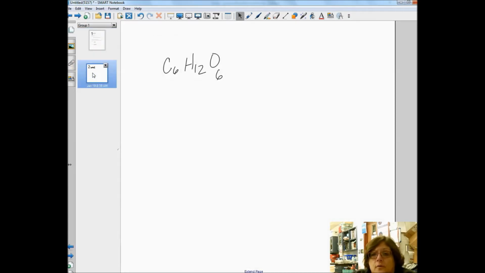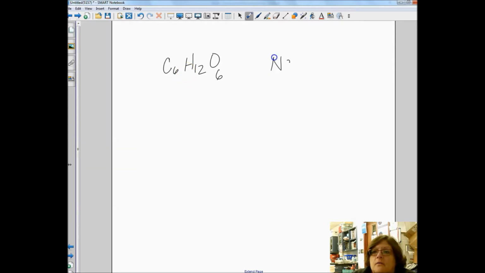Start with a molecular formula. The molecular formula for glucose is probably something you learned in biology and you've seen me use it. C6H12O6. Molecular formula means it's a molecule. If we are talking about sodium chloride, this is not a molecular formula. This is a formula unit because it's ionic, right?